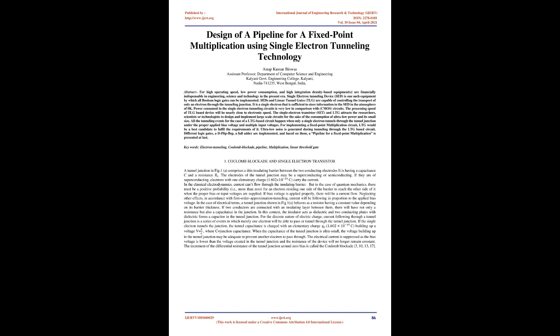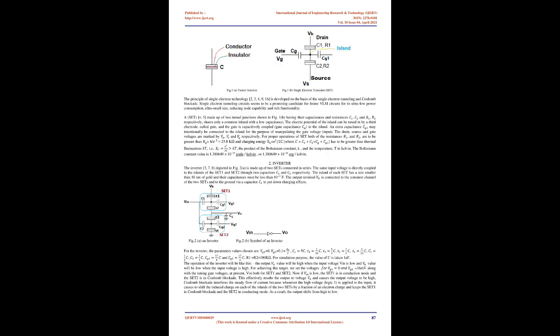All the tunneling events in an LTG-based circuit happen when only a single electron tunnels through the tunnel junction under the proper applied bias voltage and multiple input voltages. For implementing a fixed-point multiplication circuit, LTG would be the best candidate to fulfill the requirements. Ultra-low noise is generated during tunneling through the LTG-based circuit. Different logic gates, a D flip-flop, and a full adder are implemented, and based on them, a pipeline for a fixed-point multiplication is presented at last.